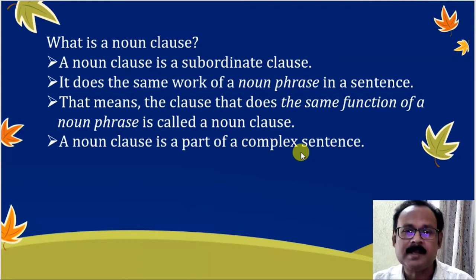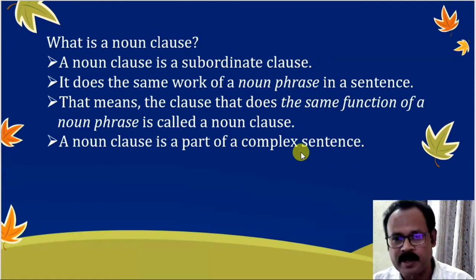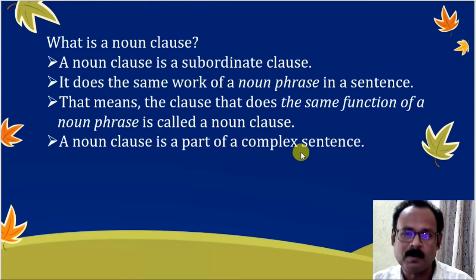A noun clause is a subordinate clause. First of all, we know in a complex sentence there are two clauses. One is called the main clause and the other is called the subordinate clause. Again, the subordinate clause is divided into three: the noun clause, the relative clause and the adverb clause. We will discuss one by one in separate videos. So, a noun clause is a subordinate clause first, and it does the same work of a noun phrase in a sentence. Noun clause is a subordinate clause.